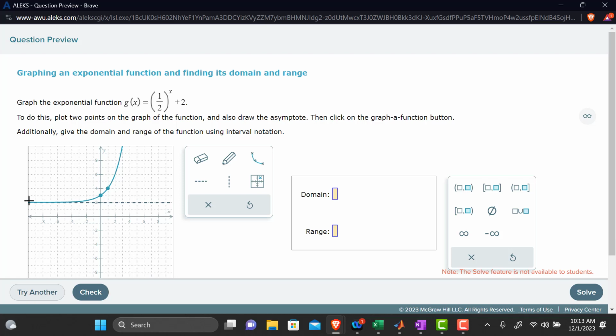Domain is the x values. There's no x values that I have a problem with. I can plug in whatever x values I want here, and that's true of all exponential functions. So I get the full domain. Now for range, we're looking at the y values. In this case, we cannot have anything below a positive 2. So that means our bottom value is a 2. We're not including it. We actually never touch that 2. And we go all the way to positive infinity.